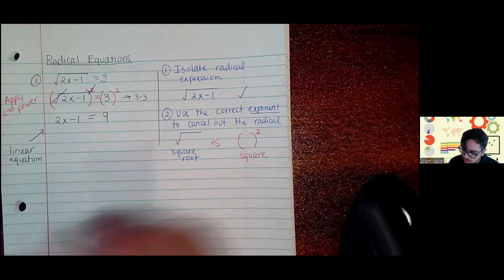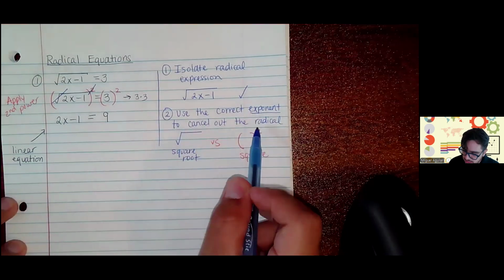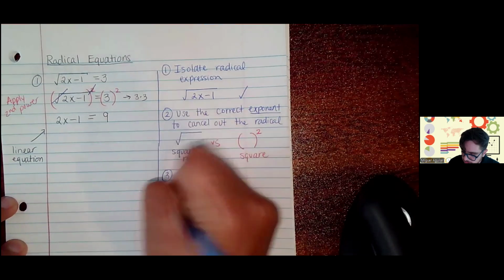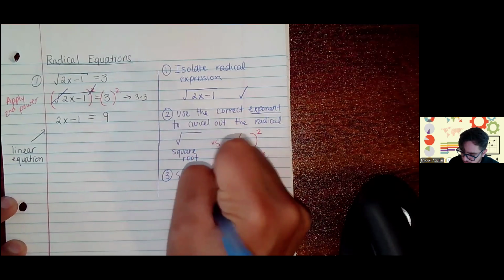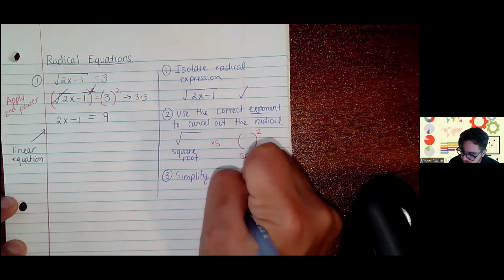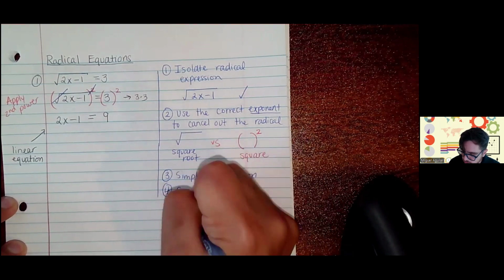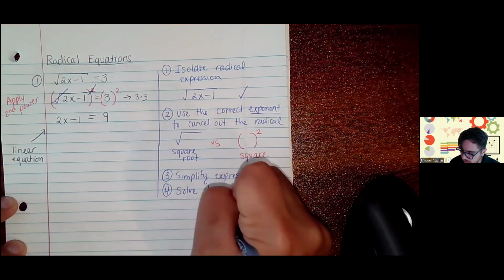So we use the correct exponent to cancel out the radical. We simplify it a little bit, so maybe that'll be my third step. Simplify any expressions that we might have. And then here, we're going to solve the equation.